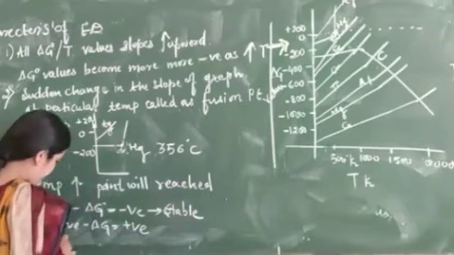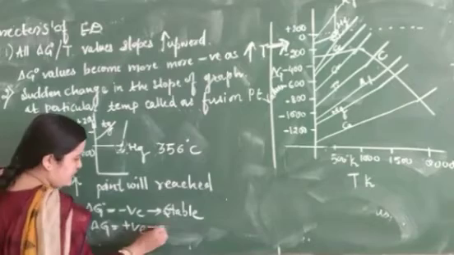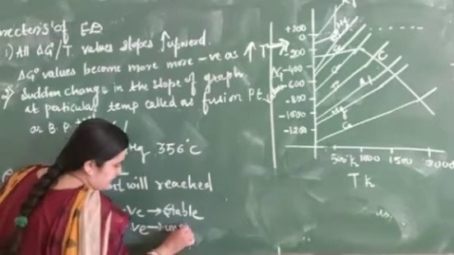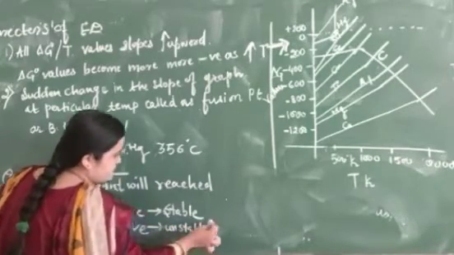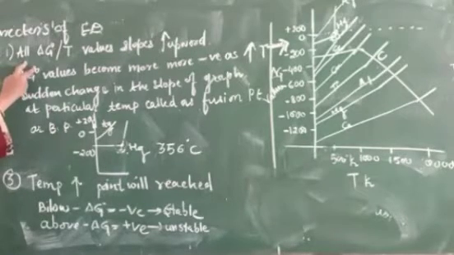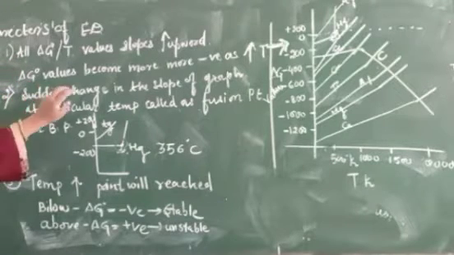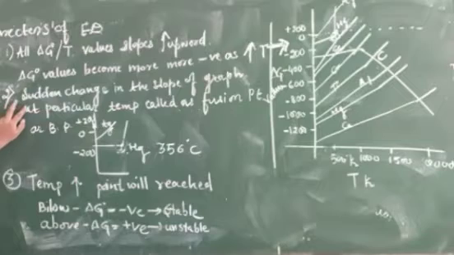Okay, and when above that particular line, delta G is positive, the metal oxides are unstable in nature. This is the third one. First one, what I told, all delta G versus T slopes are upward in nature. Delta G values become more and more negative as the temperature increases. Second one, sudden change in the slope of the graph.